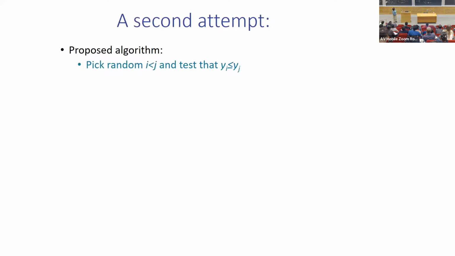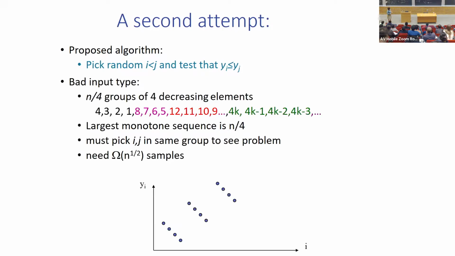Here's another, the one most people suggest when I'm really nice and ask for a test. Pick 2 numbers and check if they're in the right order. Pick random i and j, assume i is less than j, and check if y_i is less than or equal to y_j. Here's why that doesn't work. Take n over 4 groups of 4 decreasing elements: 4, 3, 2, 1, then 8, 7, 6, 5, then 12, 11, 10, 9. Everything in a group is bigger than anything in the preceding groups, but within a group the order is decreasing.